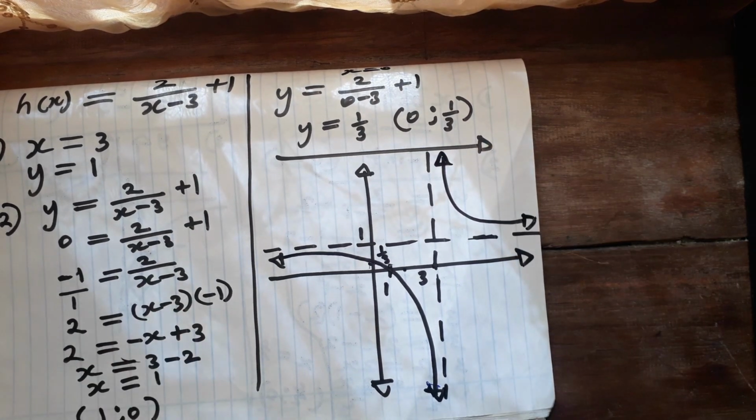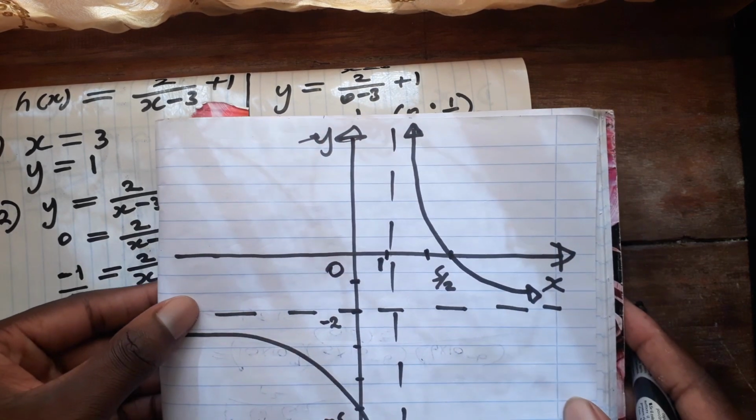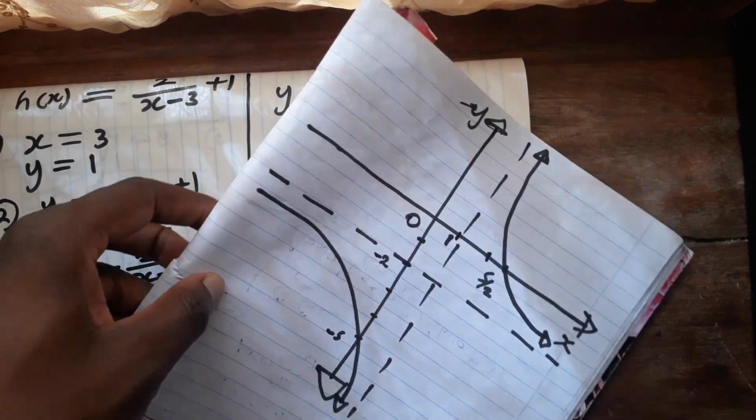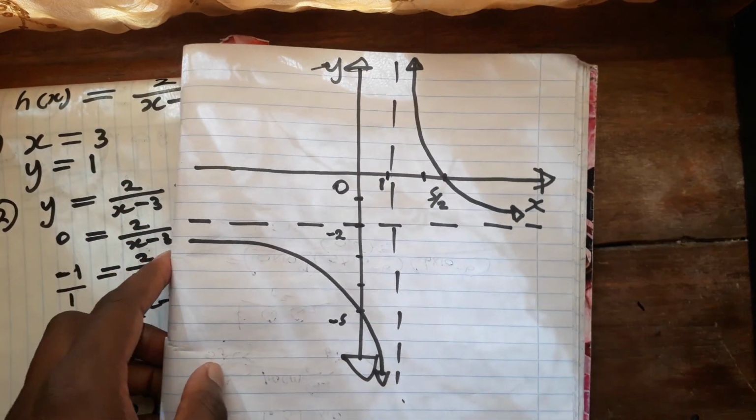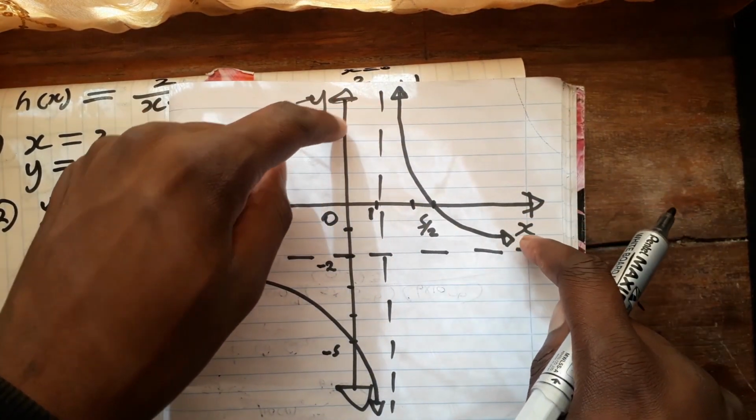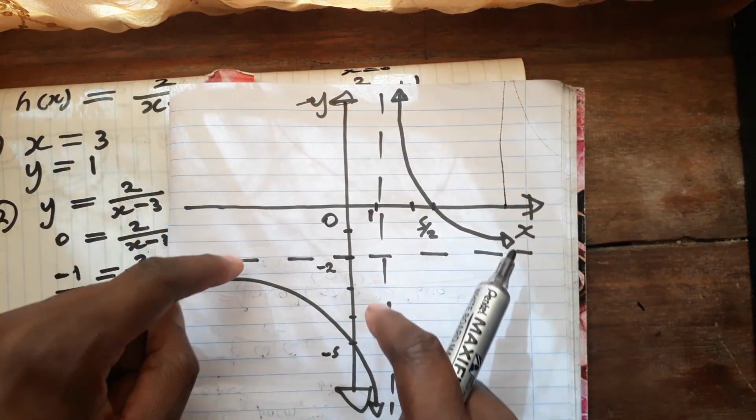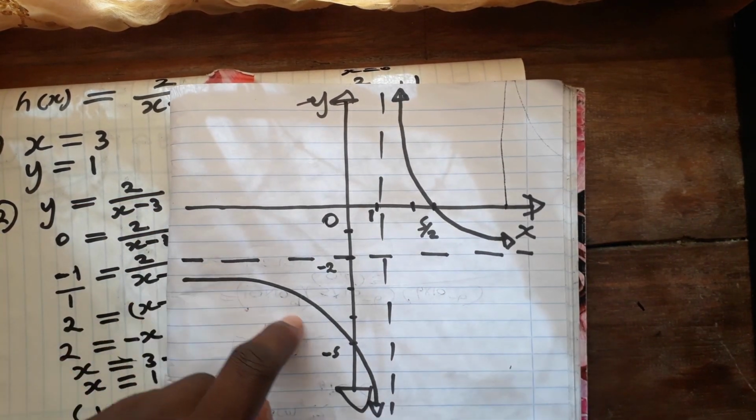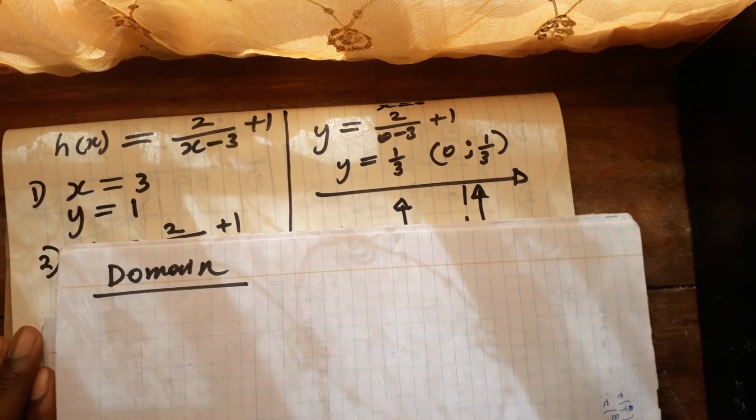Just like that. Previously, we had this graph. As you can see, this graph is this one. Is it upside down? Okay. This graph was between this asymptote and this one. Even this one is between the asymptotes. Okay, let's now write the domain and the range of this function.